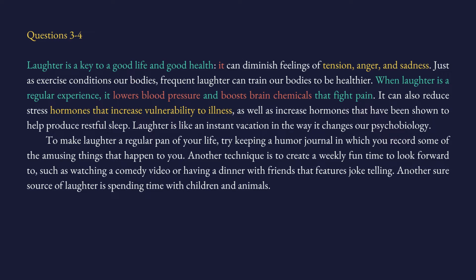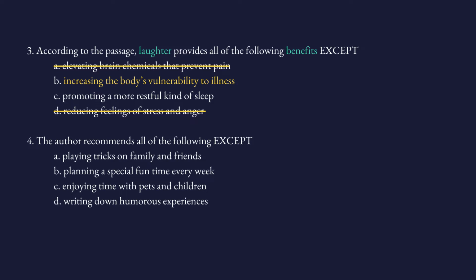So let's say there are some hormones that make you sick. I'm just simplifying it for you. And laughter reduces those stress hormones. So laughter has a positive effect, but those hormones have negative effects on your body. Let's see the answer choices. B says increasing the body's vulnerability to illness. What do you think about this sentence? Let me paraphrase it. Laughter increases the body's vulnerability to illness. Is this correct? Should we choose this? Or let me put it simpler. Is this sentence correct according to the passage?